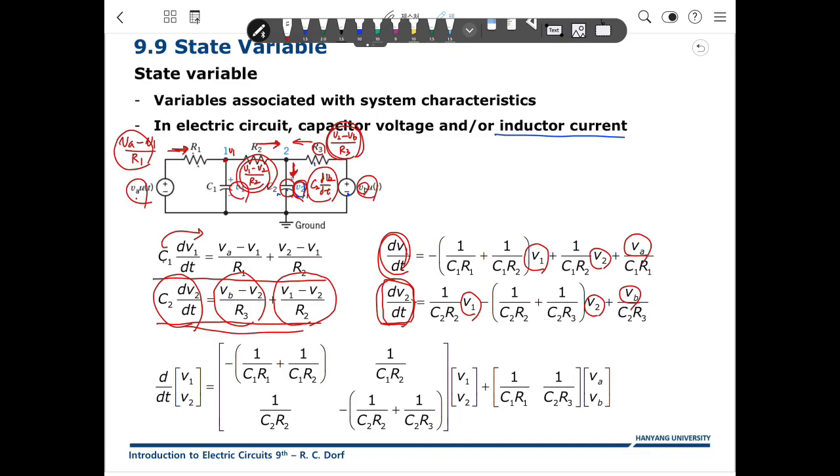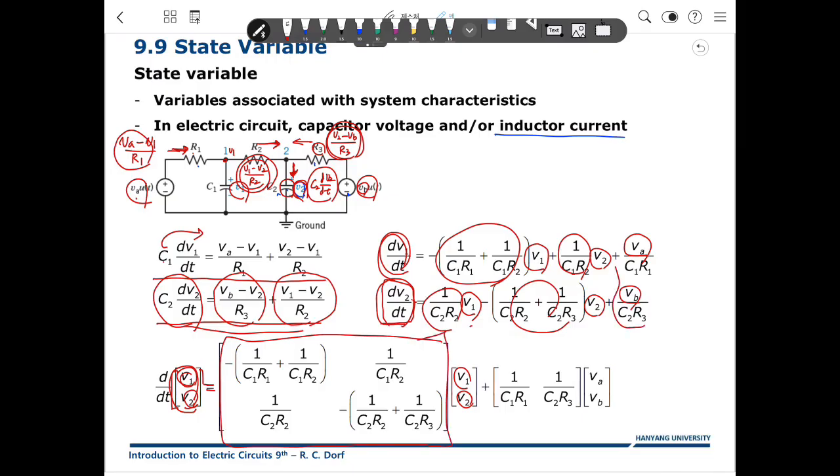Then we can make a matrix like that. So the derivative of V1, V2 equals the V1, V2 multiplied by these parameters represented by some matrix here. And these parameters can be represented by a matrix, and this is the input.